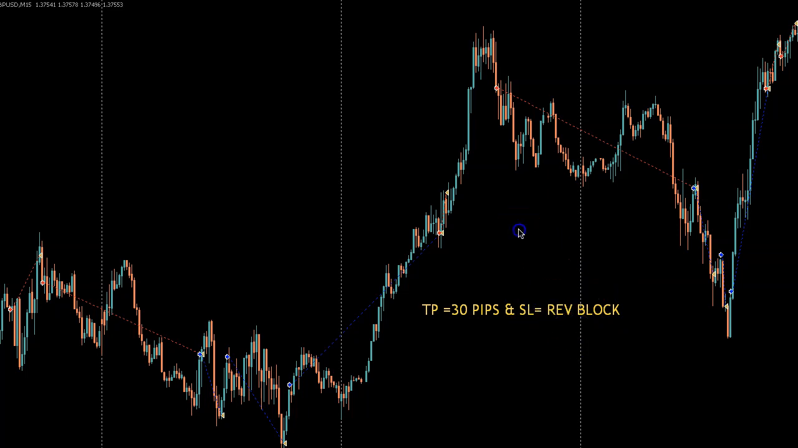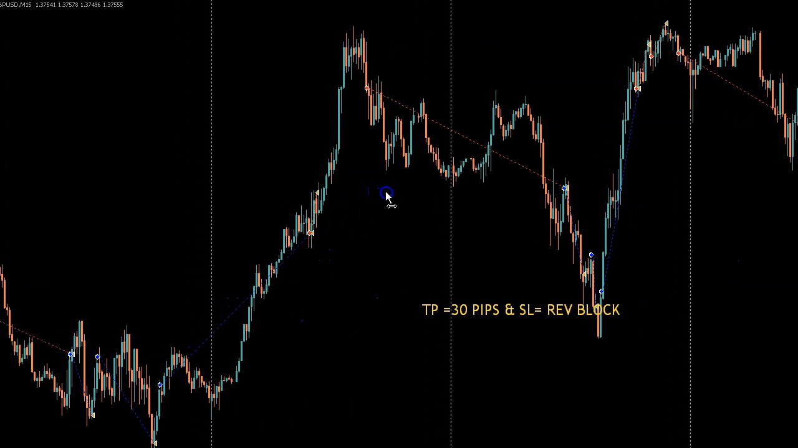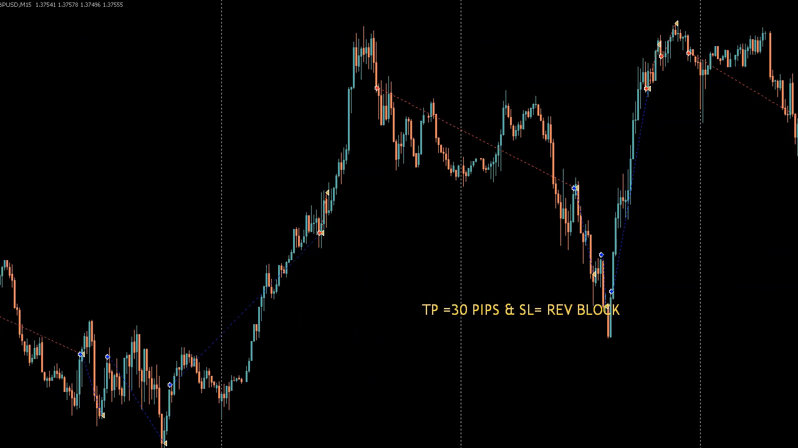What does it mean? Right in here, I'm going to just draw an example. This one right here is our reversal block. So if the price, let's say I enter right here, goes back up outside of my block, and the body of the candle closes outside of that reversal block, then it's going to take me out.